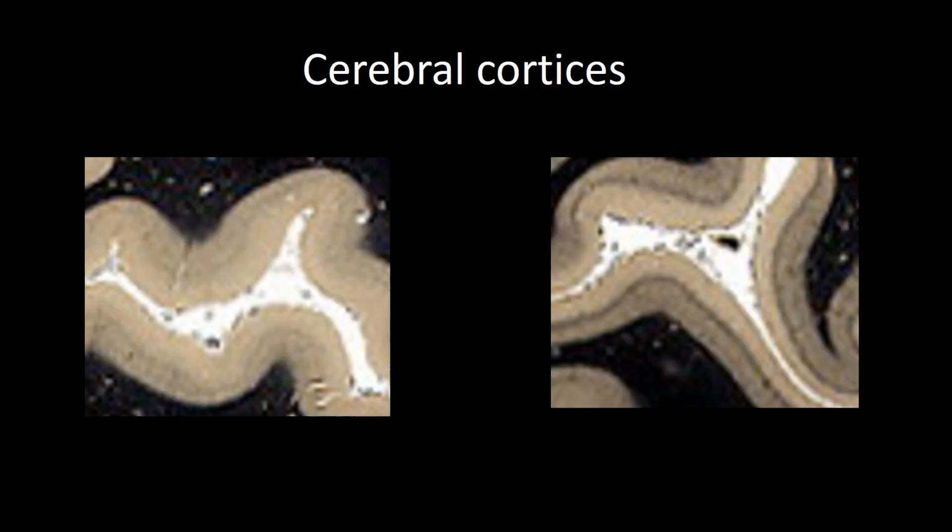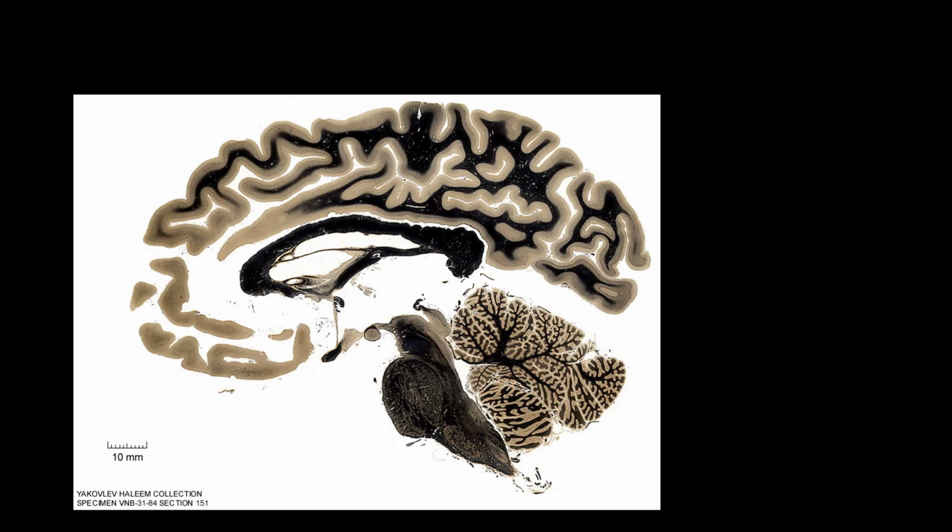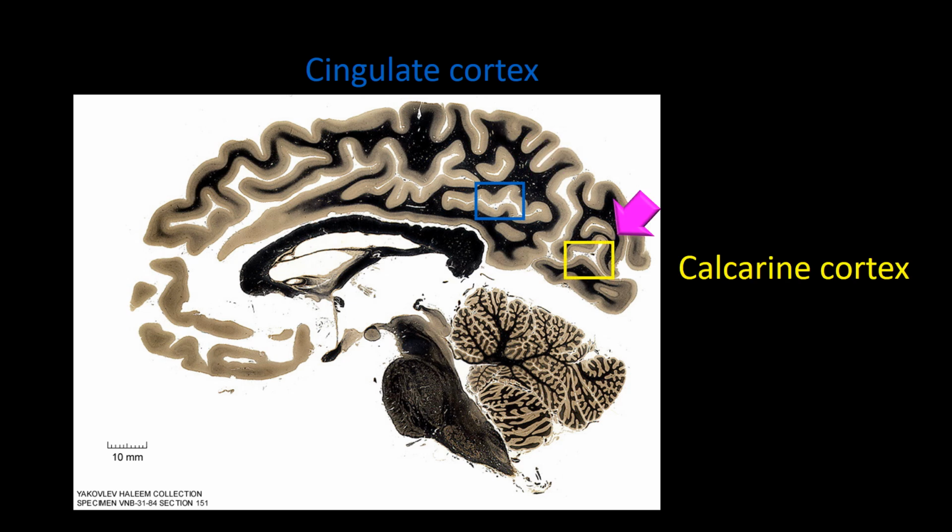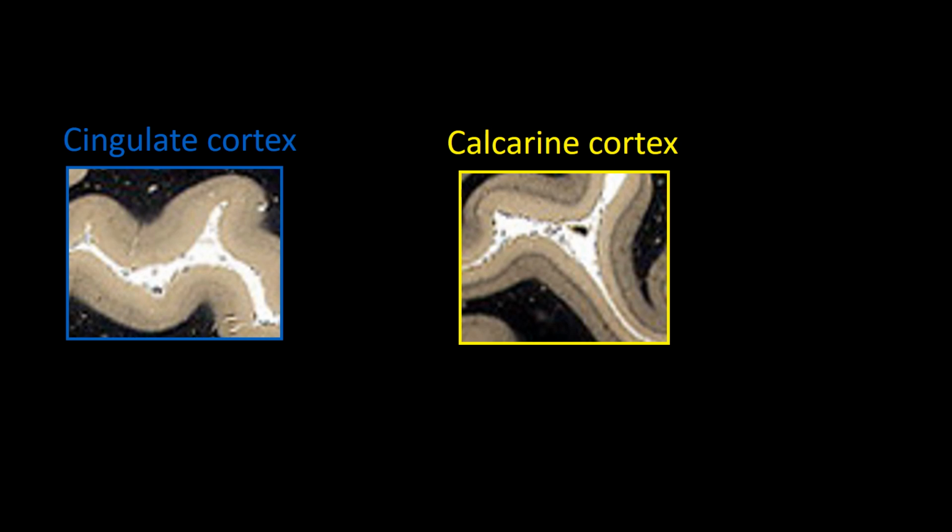Next, we will look at the cortices of the two specimens presented in this question. This is a parasagittal cut of the brain. You can see the enclosed area in the blue square, which is a portion of the cingulate gyrus, and now a portion of the calcarine cortex. I have now enlarged both areas.